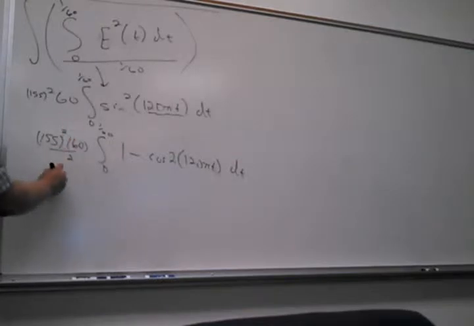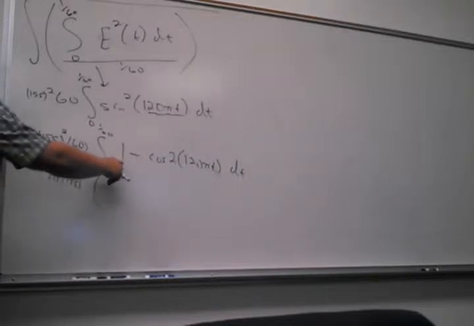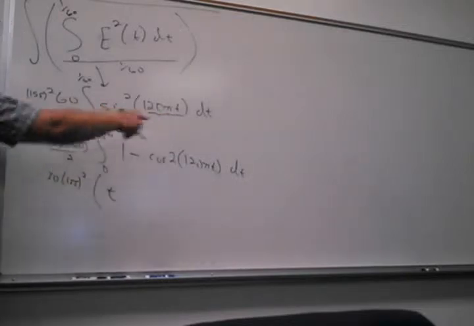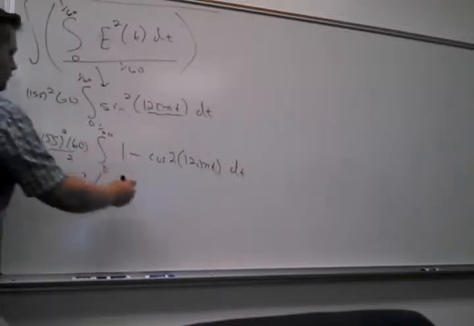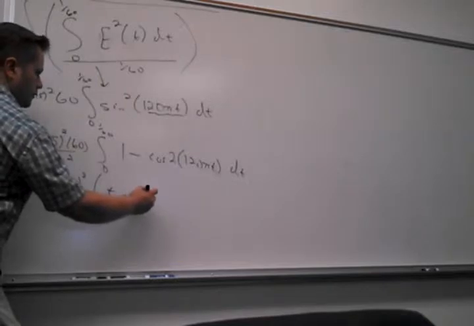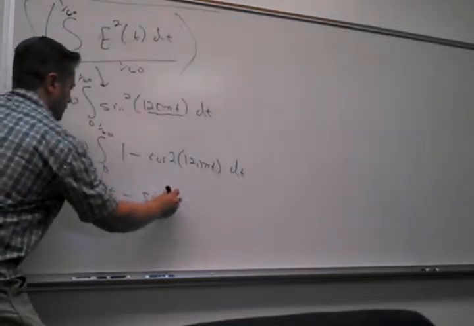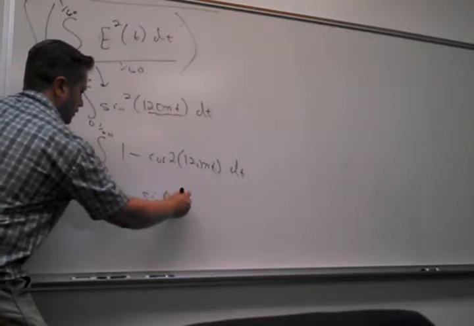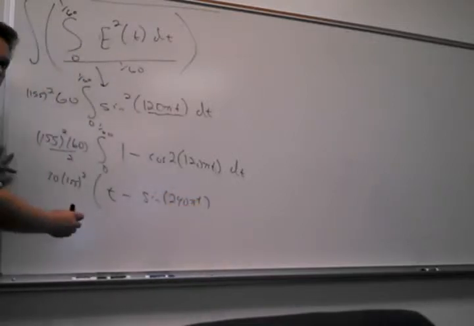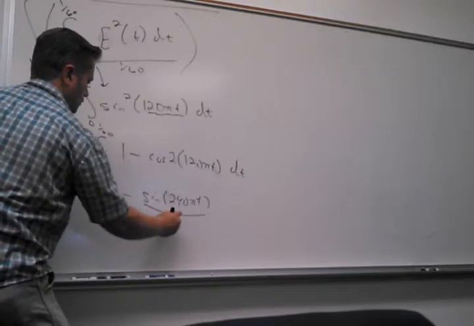So I get 30 times 155 squared, whatever that is. Integral of 1 is t. This is dt. Integral of cosine, one over two. Yeah, so the integral of cosine is sine. And here inside I've got 240 pi t, is that cool? Over 240 pi.